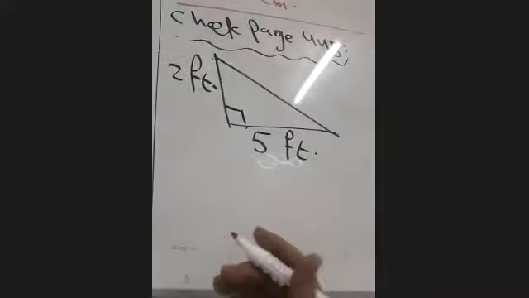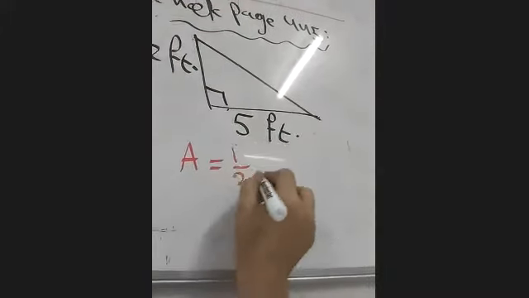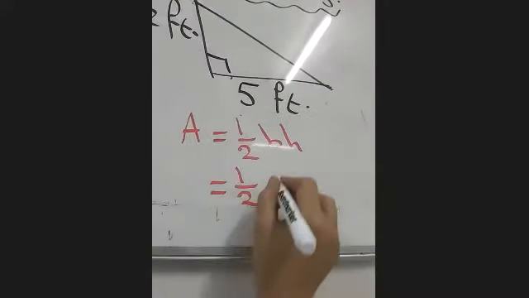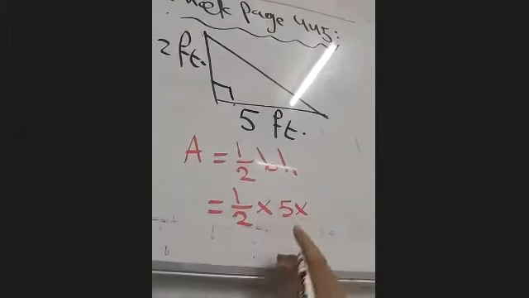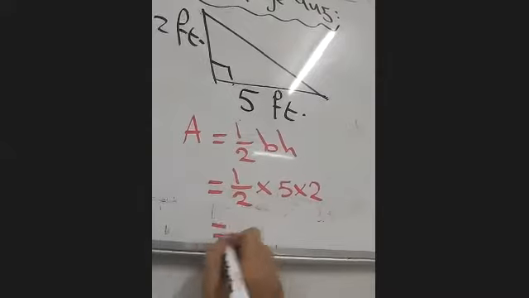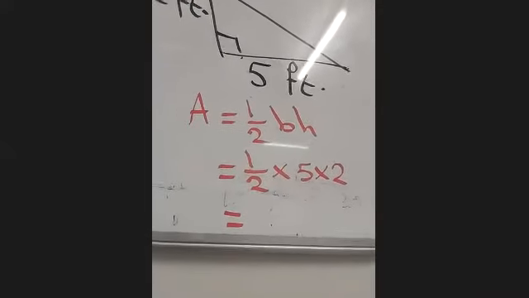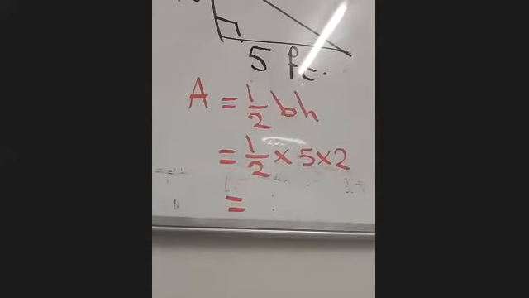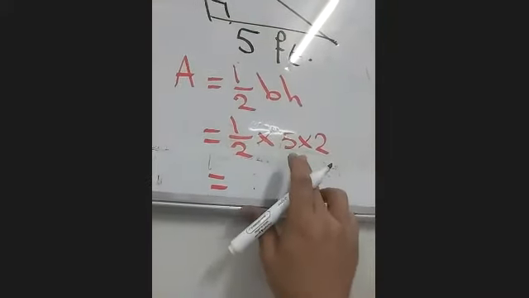What's the first step? To write the equation. Which equation? The formula. A equal half BH, equal half multiply. How much the base? 5. And how much the height? 2. What's the answer? 10 feet. How you get 10? You multiply 5 with 2.